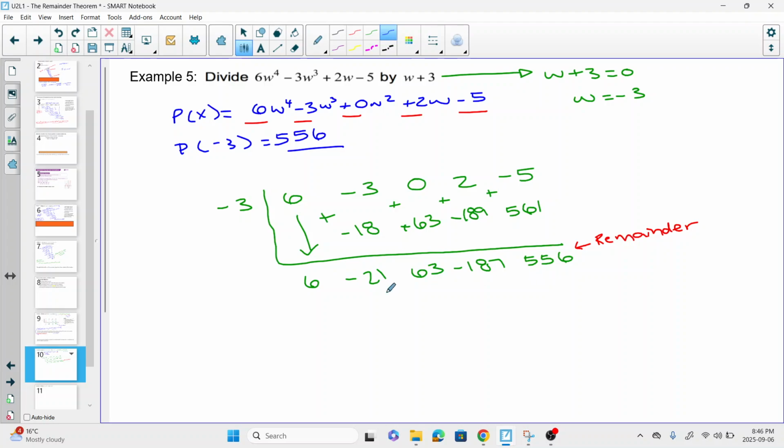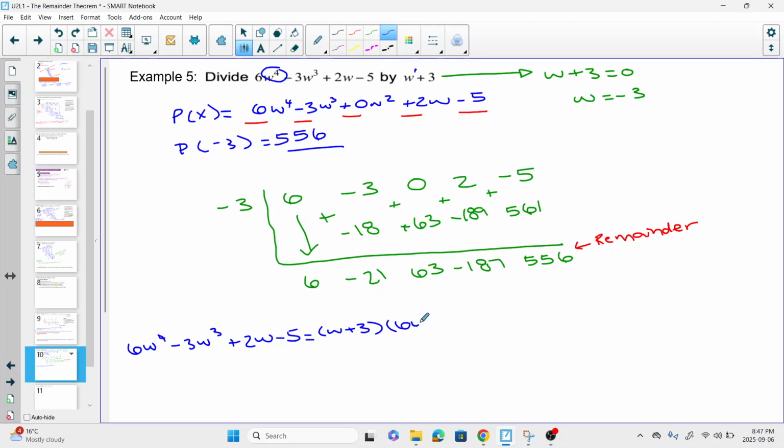And then we could write our division statement and say that 6w to the power 4 minus 3w cubed plus 2w minus 5 is equal to w plus 3. Now this is where you have to be careful when you're writing out your answer from synthetic division. If we were dividing a degree 1 out of a degree 4 polynomial, then what we're left with is degree 3. So this is our degree 3, that coefficient.